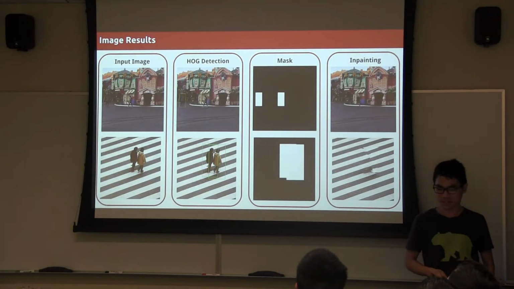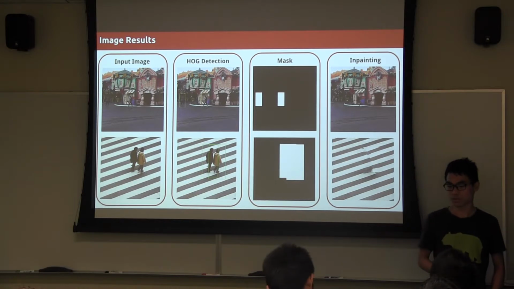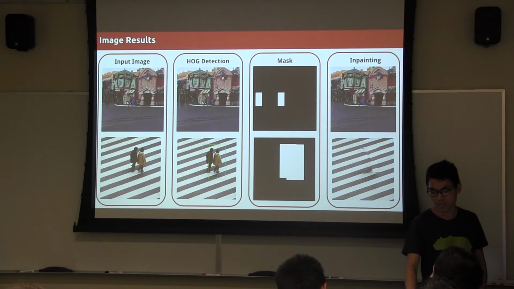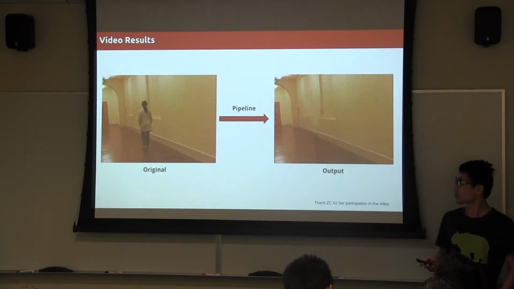And here are more examples to illustrate the pipeline. In the image above, 2 pedestrians are removed from the streets, and in the image below, 2 children are removed from the crosswalk, leaving a slight trace of ghost effect, which is caused by the background being too repetitive.